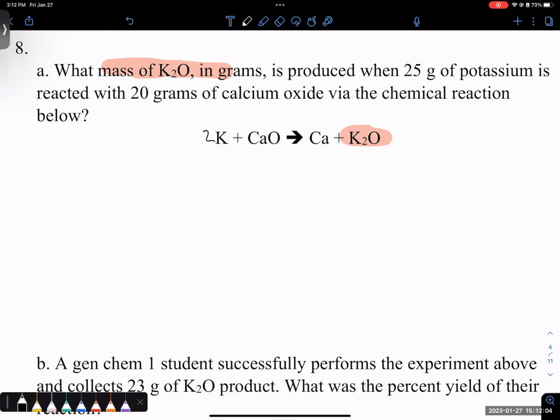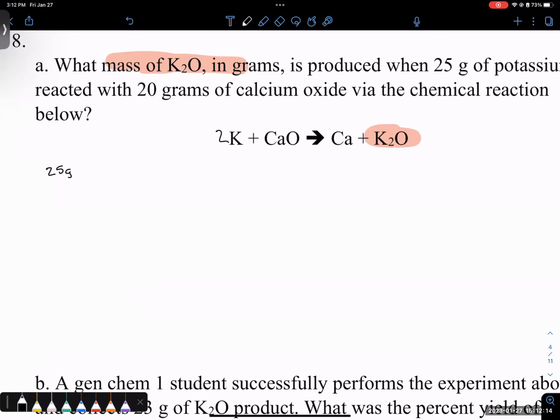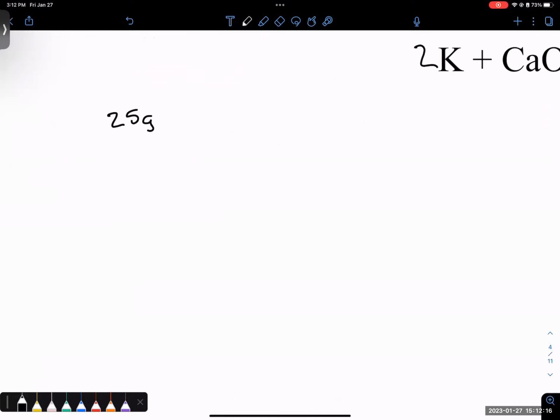So let's start with whichever one. Which one do you want me to start with? It doesn't matter. Potassium. Potassium, okay. So we have 25 grams of K. The molar mass of potassium is 39.098 grams per 1 mole.